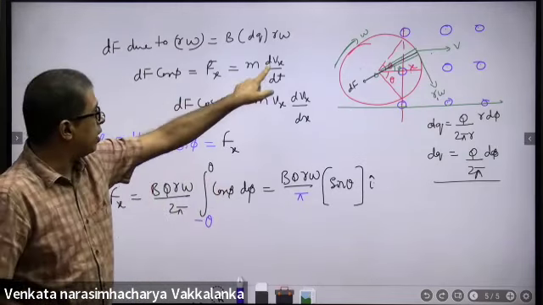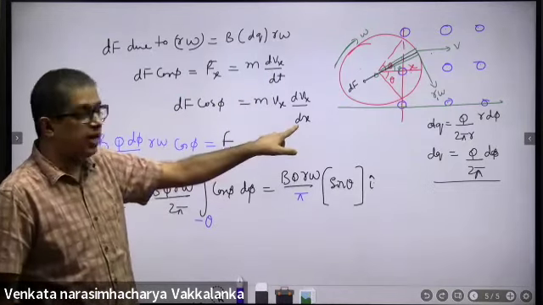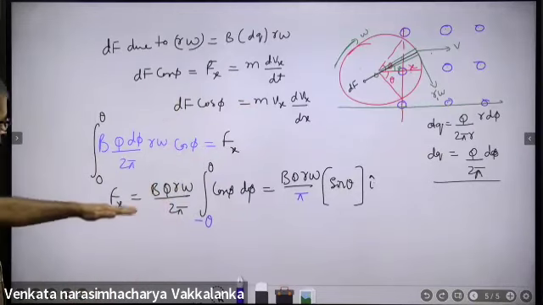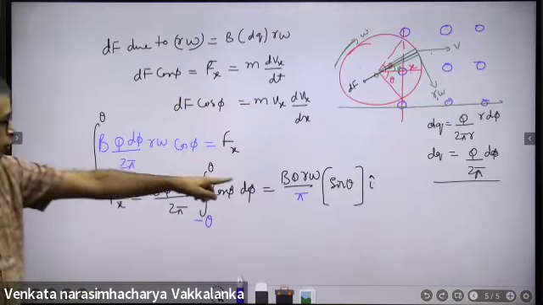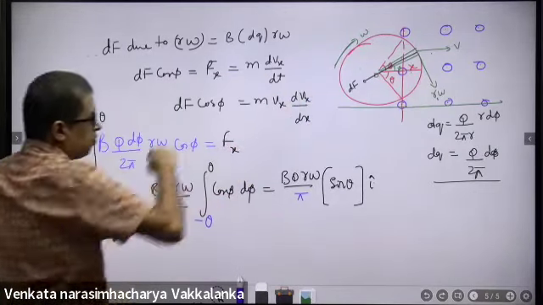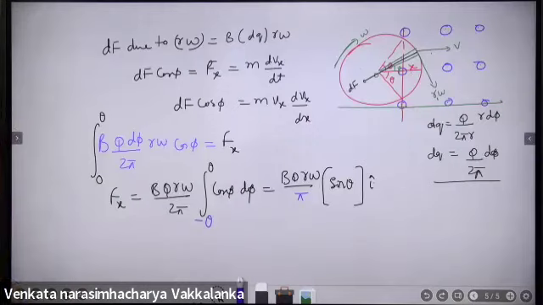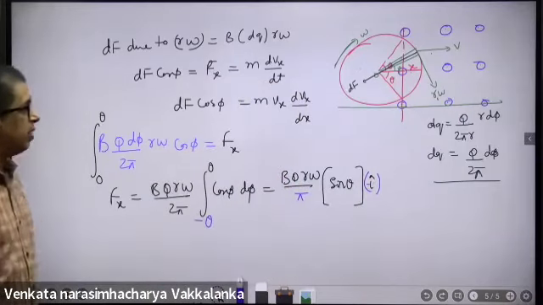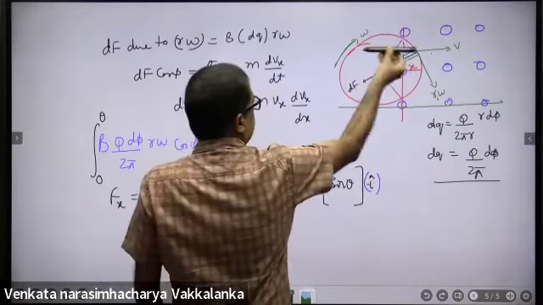fx you will write as what? M vx dvx by dx. I'll replace fx with this particular value, m vx dvx by dx. So the direction of fx would be minus i cap, right? Minus i cap, you're right. I should put a minus. Technically, it is minus i cap because this is df, this is df cos phi.